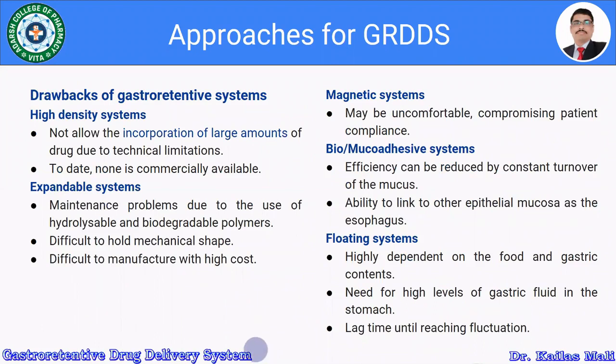Let us see the drawbacks of the certain gastro-retentive systems. Here I have listed only 5 systems: high density system, expandable systems, magnetic systems, bio or mucoadhesive systems, and the floating system. In the case of high density system, it does not allow the incorporation of a large amount of drug due to technical limitation. That is the main disadvantage of high density system.